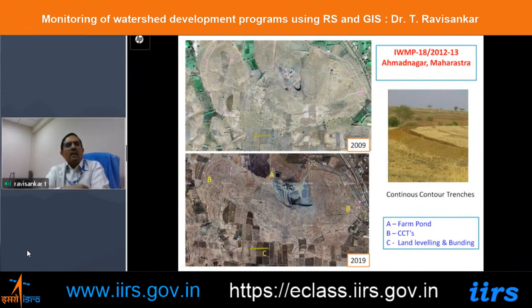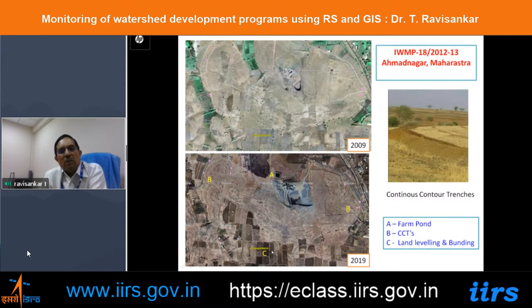This is another IWMP project, 18-2012-13, Ahmednagar in Maharashtra. Here you can see three activities in this watershed. One is the farm pond, B is the continuous contour trenches in this particular area, and C is land leveling, and you can see how proper bunding has come. These all indicate that soil erosion is controlled, because one of the key things for the control of soil erosion at the field level is to have proper bunds. That is how easily and clearly visible it is.